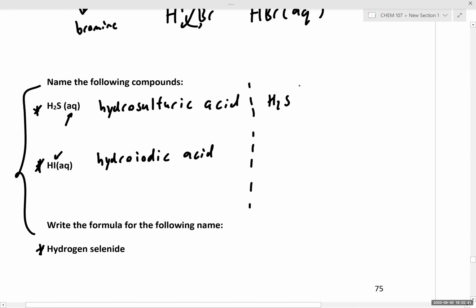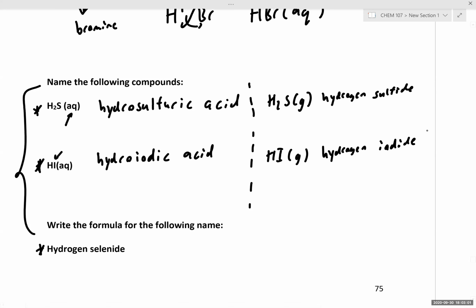So for H2S gas, we'd name this as hydrogen sulfide, just as a bonus for comparison. And HI in the gas phase, we'd name as hydrogen iodide. So the state symbol is critically important to properly naming different compounds. Does that make sense to everyone so far? Is everyone comfortable with these examples so far? Everyone's doing quite well on these nomenclature problems after you've seen the rules for naming different types of compounds.